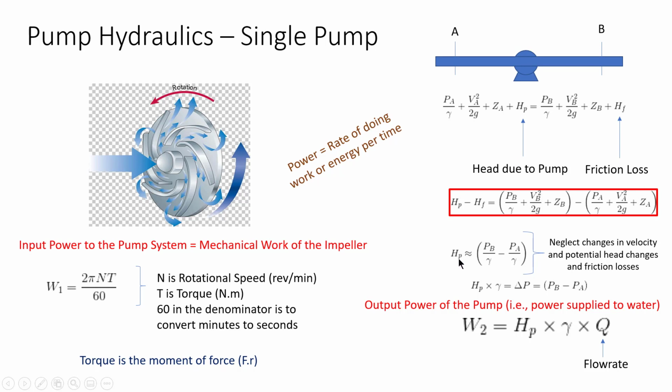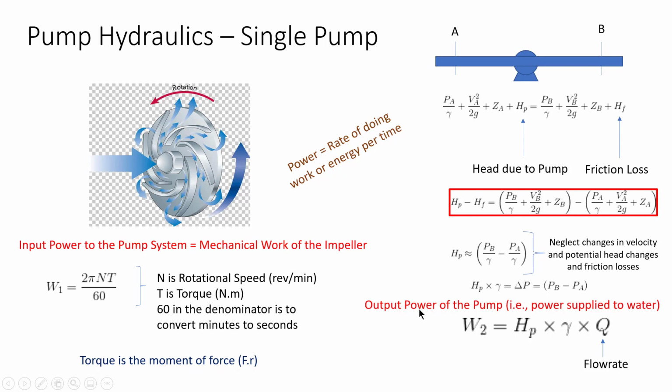So the total head due to the pump is essentially equal to the difference in the pressure heads, and if I take that pump head and multiply it times the specific weight, I get that that is equal to delta P, or the change in pressure. The output of the pump can be calculated as W2, which is equal to Hp times gamma, which is the differential in pressure times the flow rate, and that gives us force per distance per time type units, or energy per unit time units, or the power.